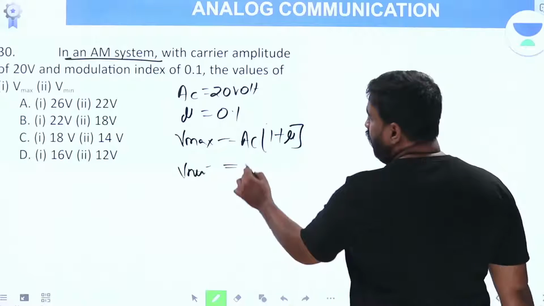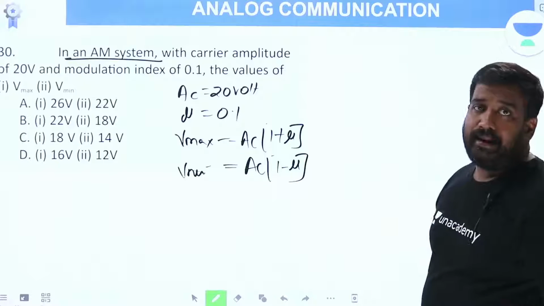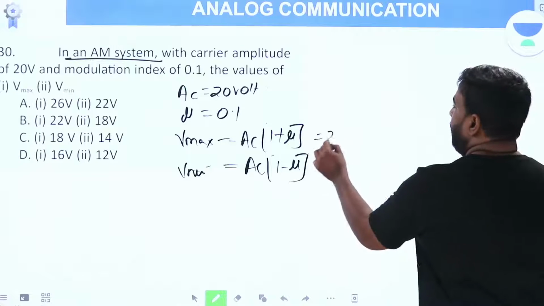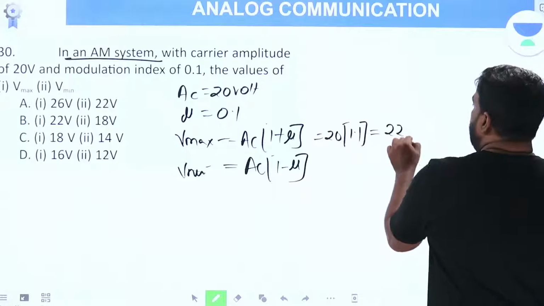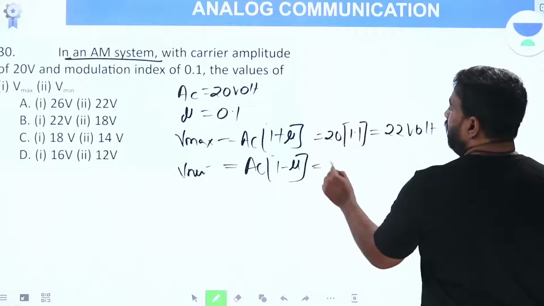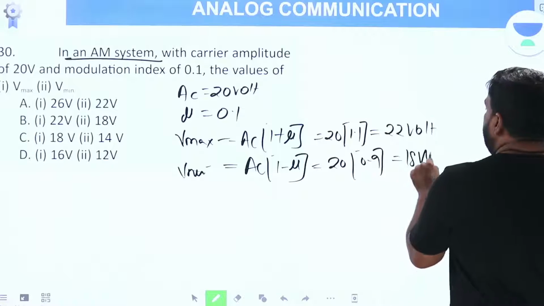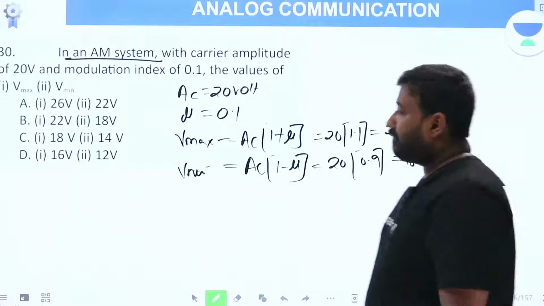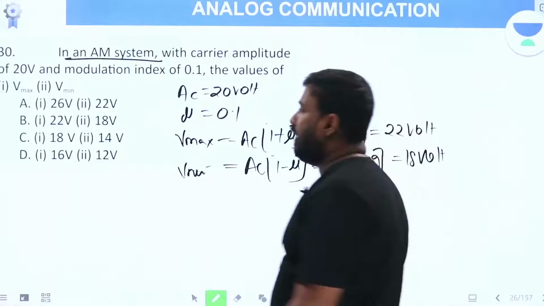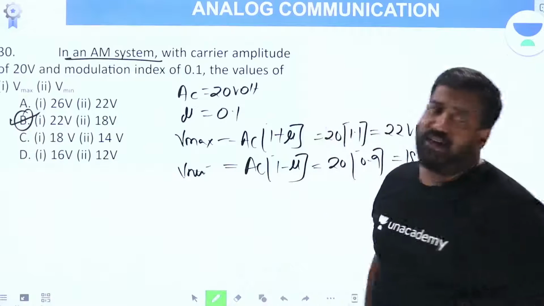Vmin is equal to AC into 1 minus mu. This is 20 into 1.1, 22 volt. This is 20 into 0.9, 18 volt. So the answer is 22 volt and 18 volt. If you apply the elimination method, you can find it from just one: only one option has 22. Directly, without calculating the second one, you can say the answer is B.